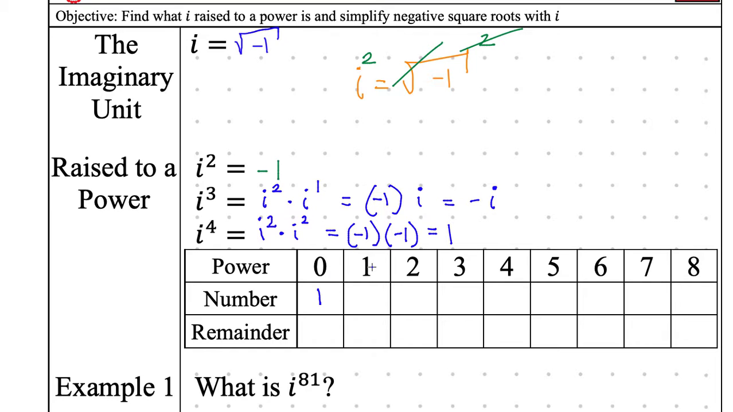i to the power of 1, we wrote that out also, is just i. Anything to the power of 1 is just itself. i to the power of 2. When the power is 2, the number is what? Negative 1. Keep writing them out. i to the power of 3, we got that one right here. That was negative i. i to the power of 4 was 1.